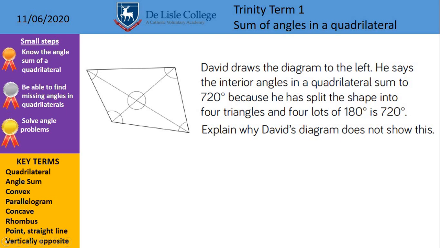Now David has a go, and he said the interior angles in a quadrilateral sum to be 720 because he split the shape into 4 triangles, not 2, and 4 lots of 180 is 720. Explain why David's diagram does not then show this. So what is different on this diagram then?